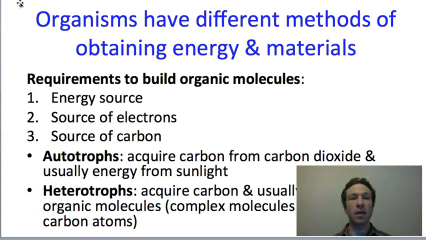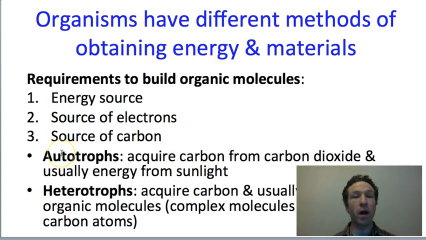We will focus on different strategies for obtaining energy and materials. Generally, if an organism wants to build an organic molecule, it will need three things. First, it will need an energy source to accomplish this. Second, and related to this, the organism will need a source of electrons. Third, because organic molecules always contain multiple carbons, the organism will need a source for that carbon.